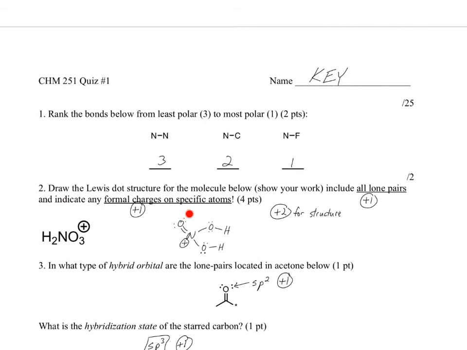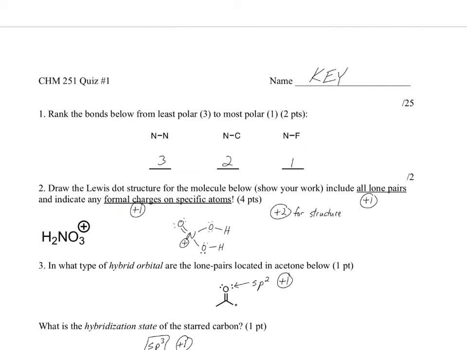Number 2, draw Lewis dot structures. Make sure to include lone pairs and formal charges. Those are big things folks forgot. This was something we similarly worked on in class. We actually worked on HNO3 in class. Again, put the nitrogen in the middle, put the oxygens around it. H's usually are not bonded to the central atom.